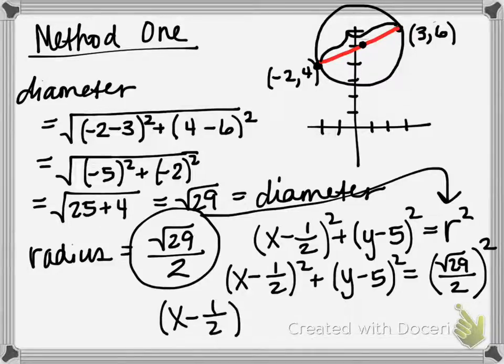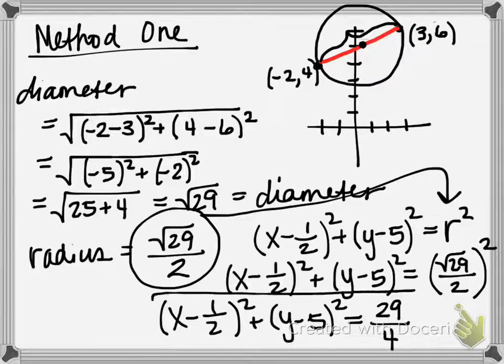So x minus 1/2, the quantity squared, plus y minus 5, the quantity squared. And then we need to go ahead and simplify this. So when you square the numerator, that'll just leave us with 29, and then square the denominator, which would leave us with 4. So here's the exact form for the equation of this circle. So method 1 utilizes the distance formula.